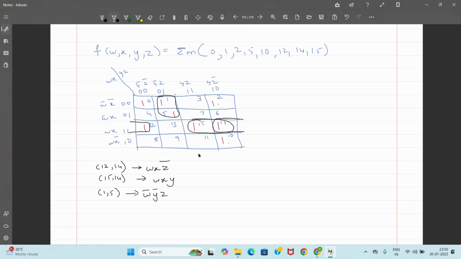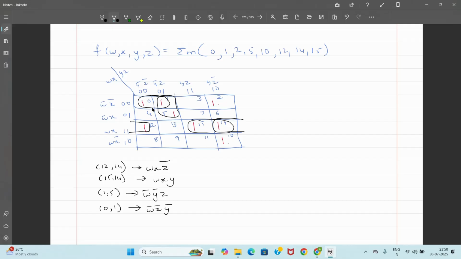Now I have 3 more ones to be covered. Now you have a choice. You have multiple options here. I can pair 0 with this cell number 1 or 0 with cell number 2. Whichever you want, you can take. I'll just go with this group 0, 1. And the equation will be W bar, X bar, Y bar.